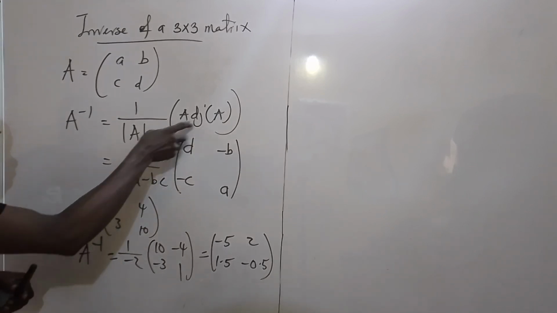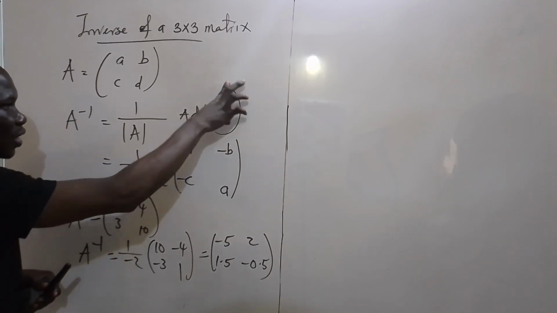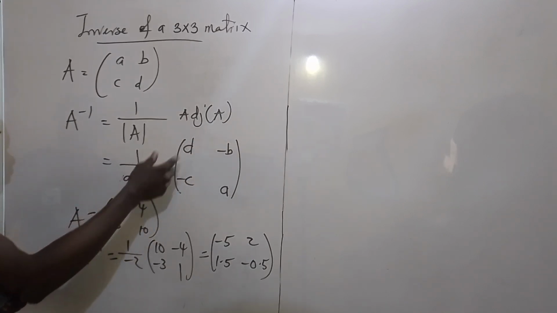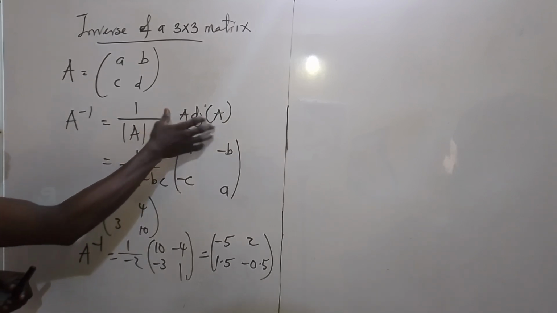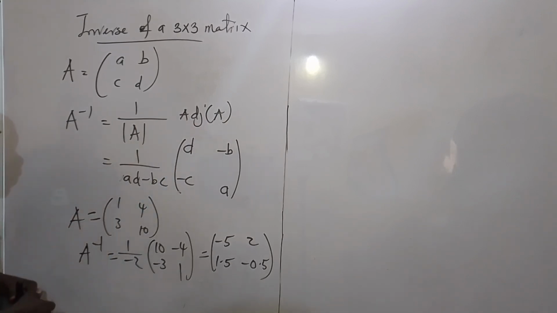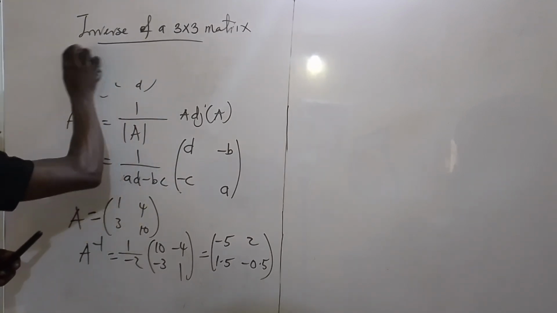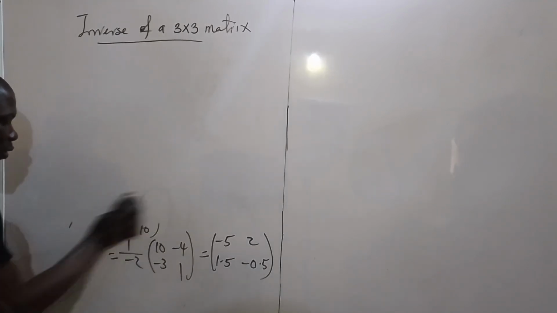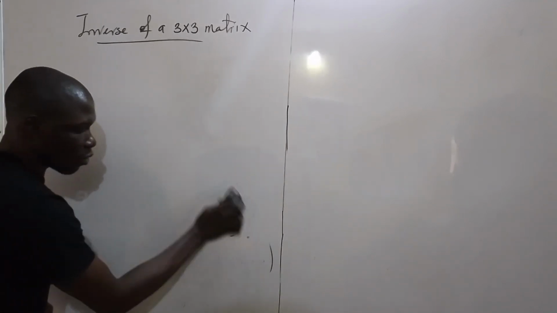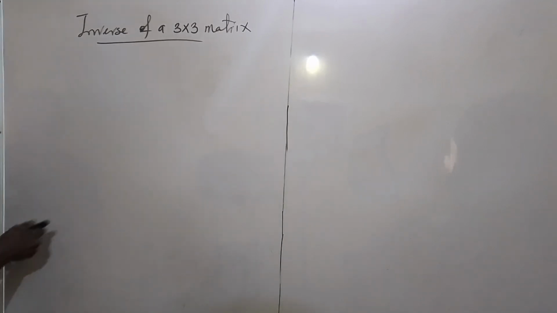All right. This one you have in bracket is not a must. You put this in bracket, there's no reason for that. So it's just multiplication here. Then once we have the adjoint, we divide the adjoint by the determinant of the matrix. So let's take an example on this. Let's take an example on the inverse of a 3 by 3 matrix.